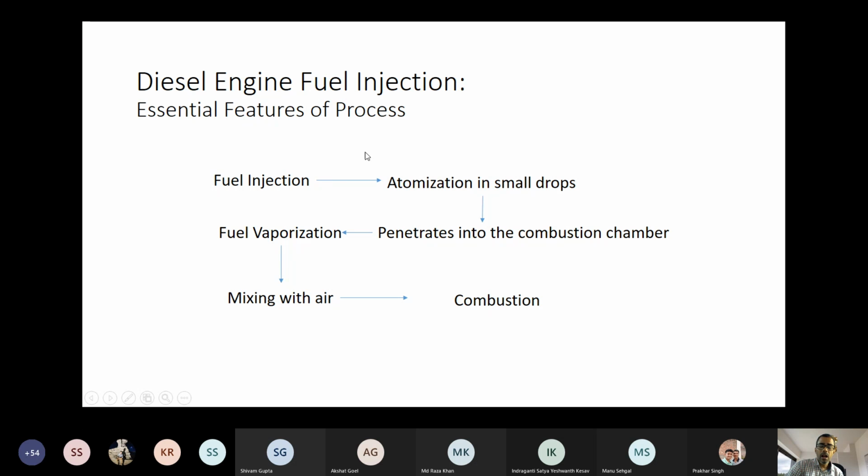So atomization is very important. We need very small droplets so that they can vaporize very fast. Now, to improve the atomization, what do we need to do? Atomization depends upon several factors. It depends upon your hardware, it depends on the fuel properties, and it also depends on the environment in which the fuel is injected.